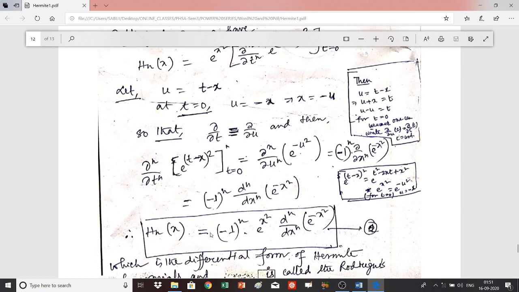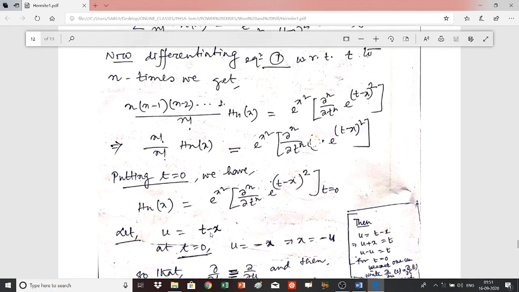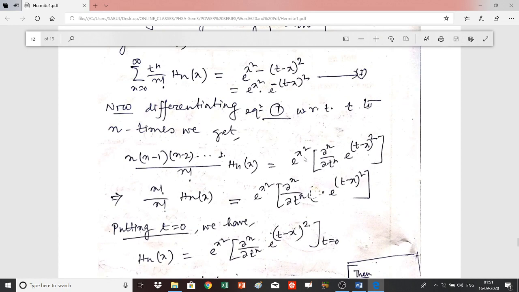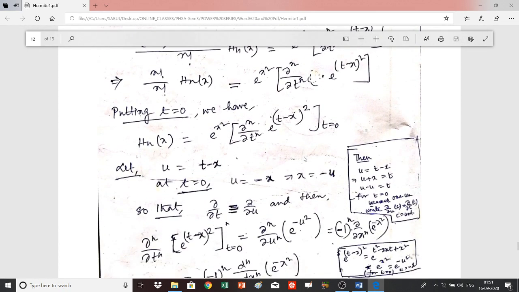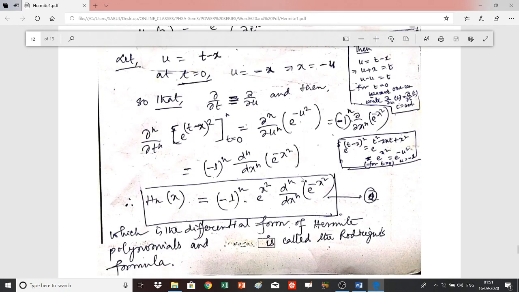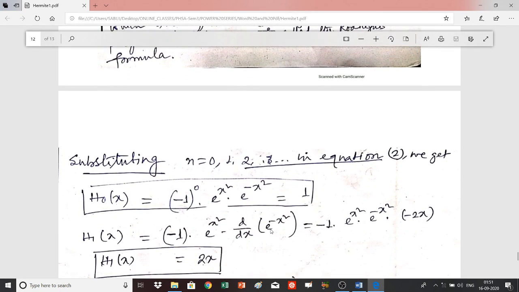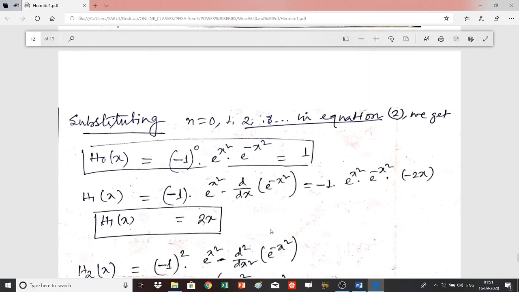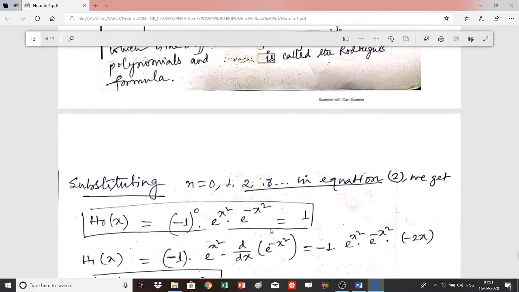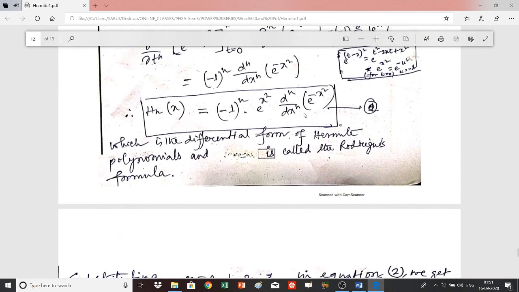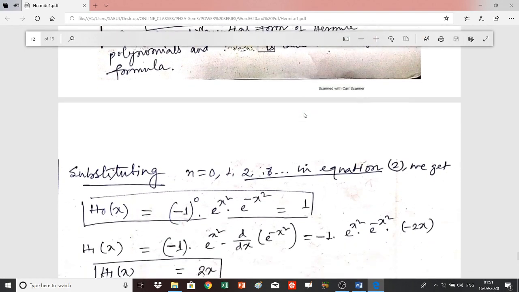So H_n(x) is equal to minus 1 to the power n, e to the power x square from here, and the rest term is d^n/dx^n of e to the power minus x square, which is the differential form of the Hermite polynomials and is called the Rodrigues formula. Now substituting different values of n is equal to 0, 1, 2, 3, etc. in equation 2, that means in this equation you will get different values of Hermite polynomials.